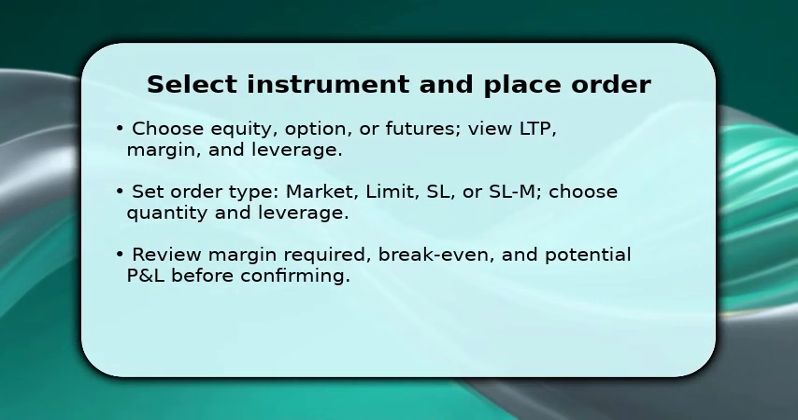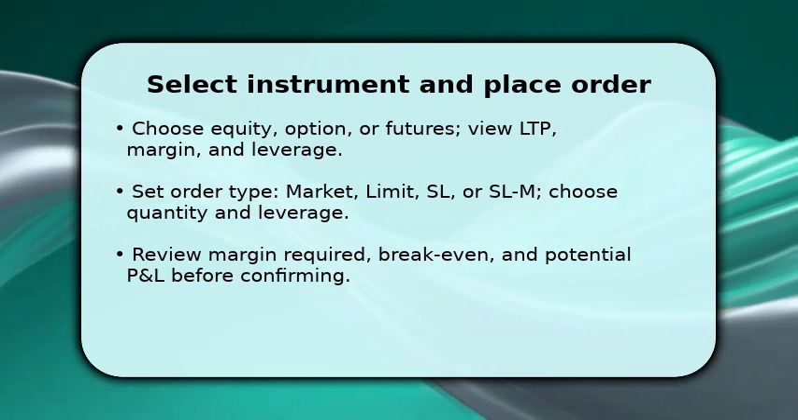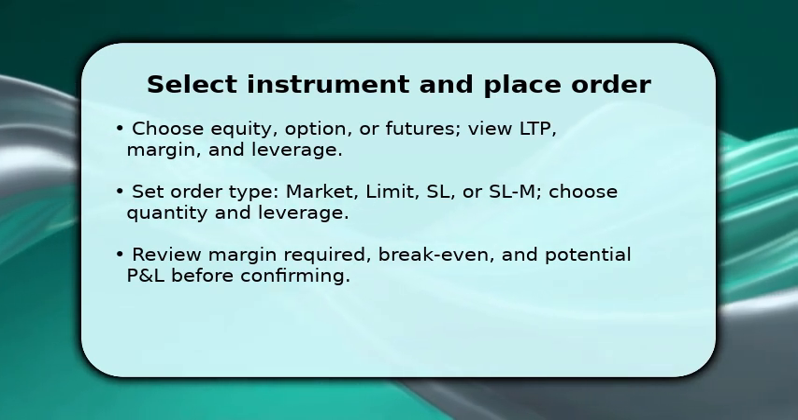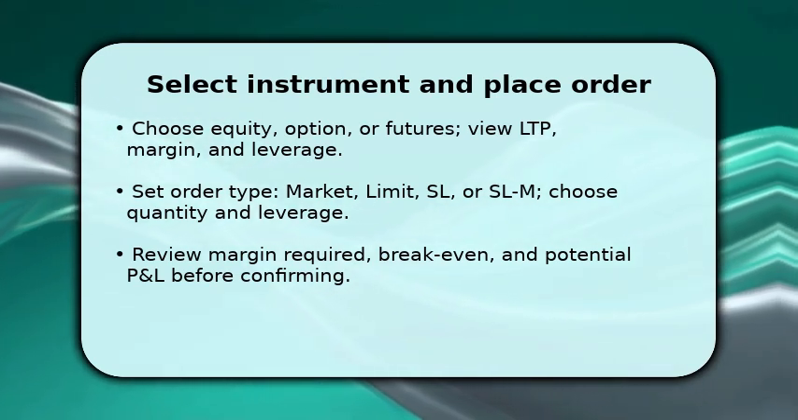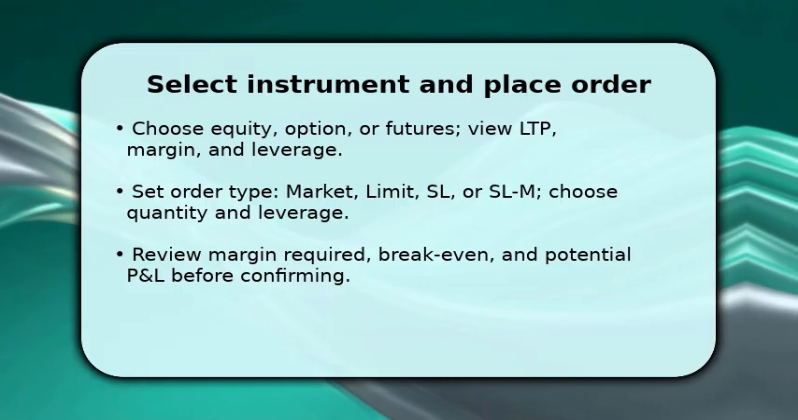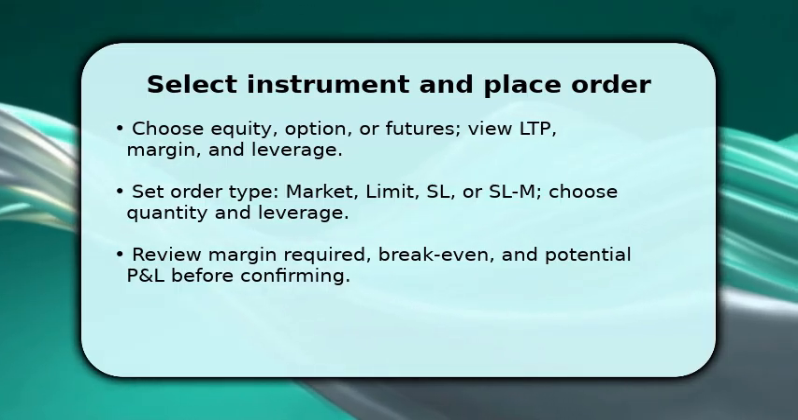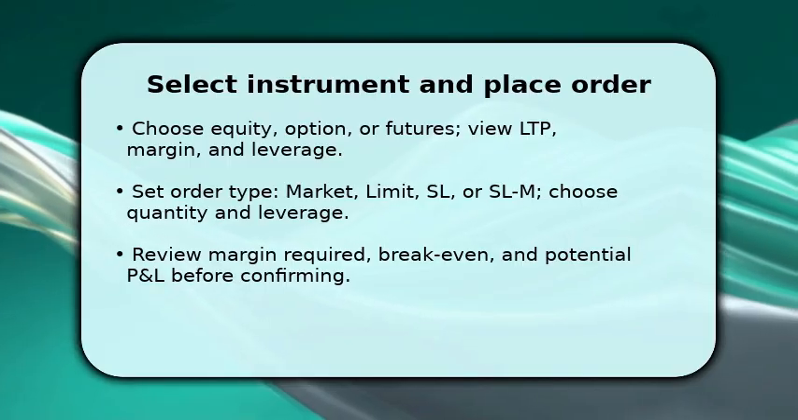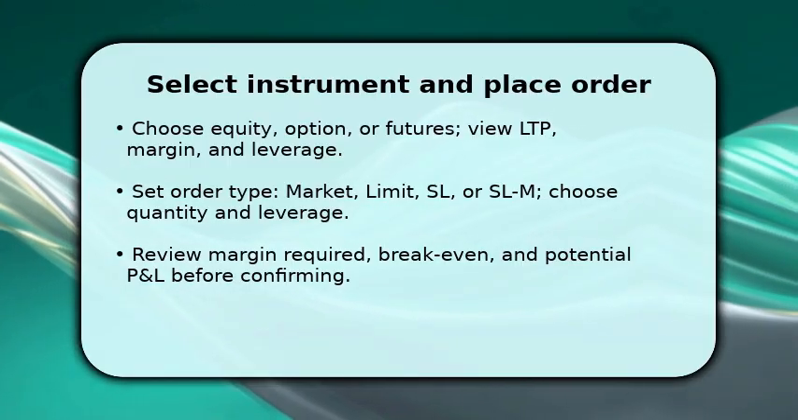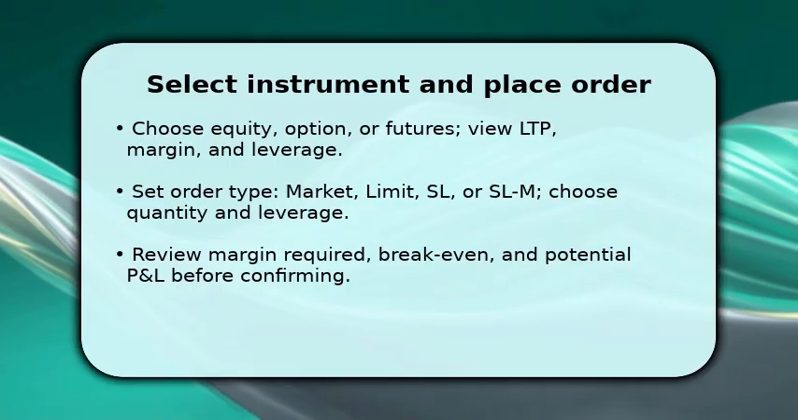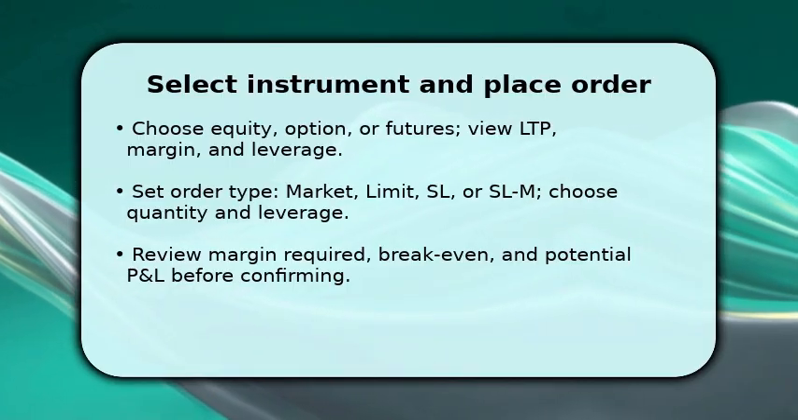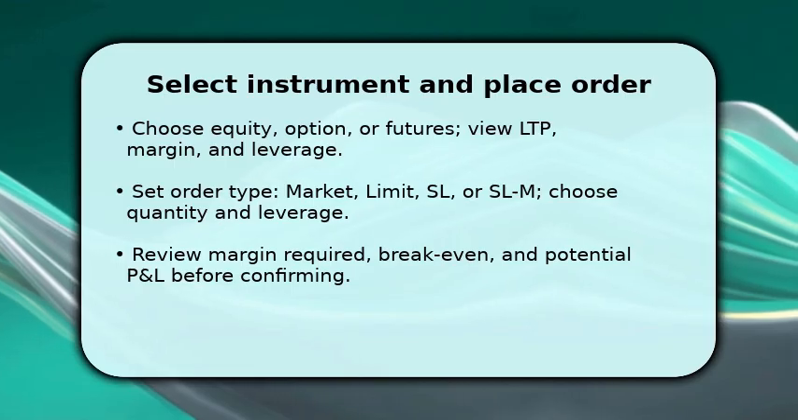Next, you pick the instrument, equity, option, or futures, and review LTP, margin, and available leverage. Then set the order type, market for immediate fills, limit for price control, or SL/SLM for stop entries. Enter quantity and select leverage level. Before sending, review the margin required, estimated break-even and potential P and L so you understand risk and reward.